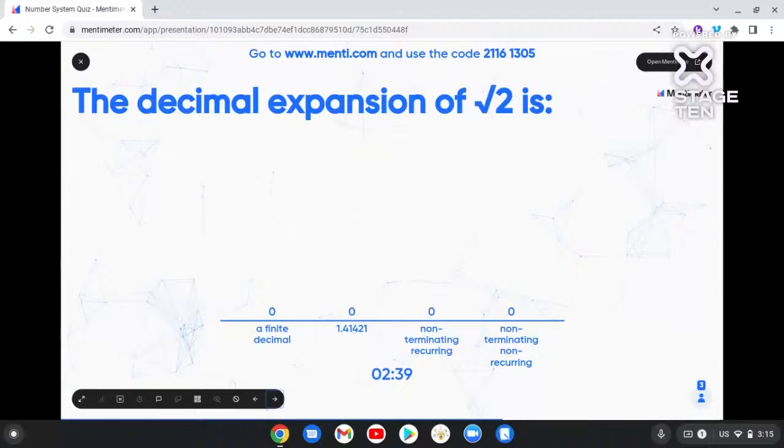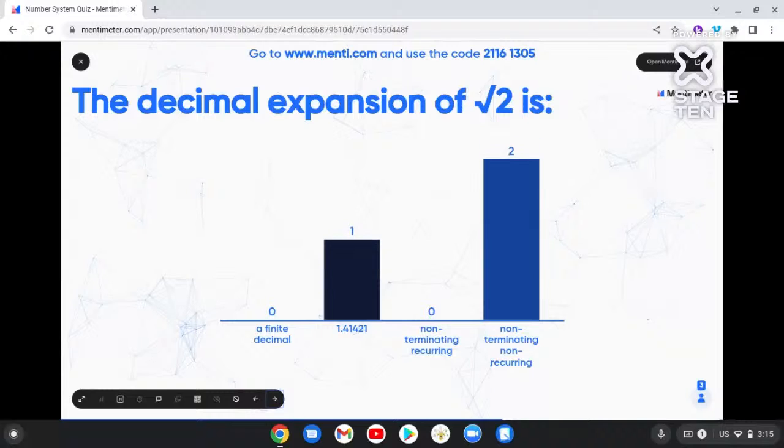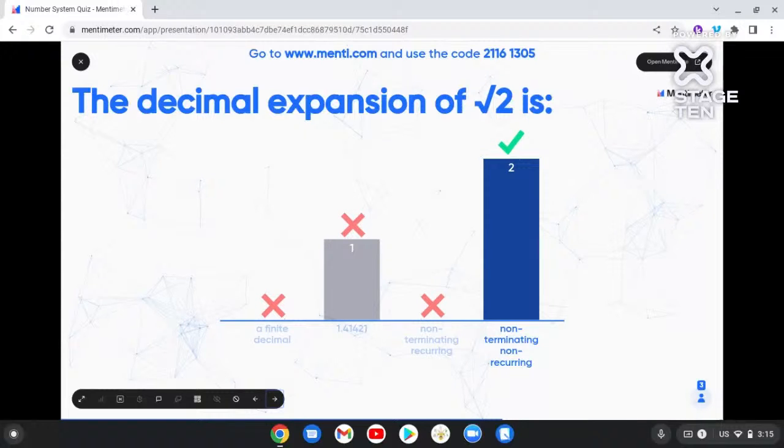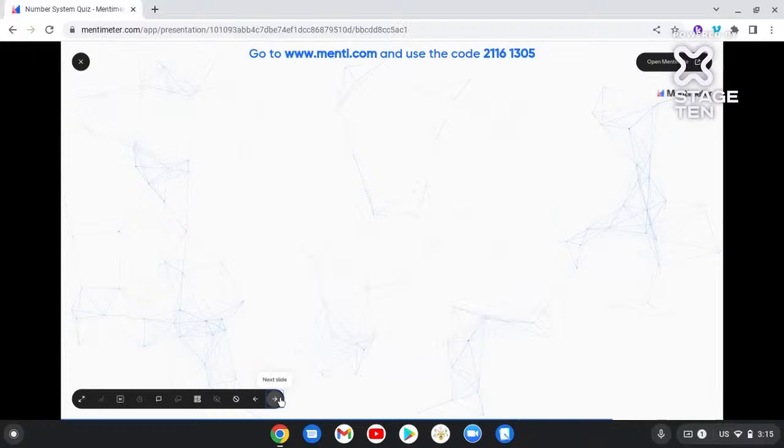Okay, I can see everyone answered here. And the correct answer is non-terminating, non-recurring. Why? Because 1.4142 keeps on going, and that's not the exact value. It's non-terminating, non-recurring. It keeps on going without any specific pattern. Alright.